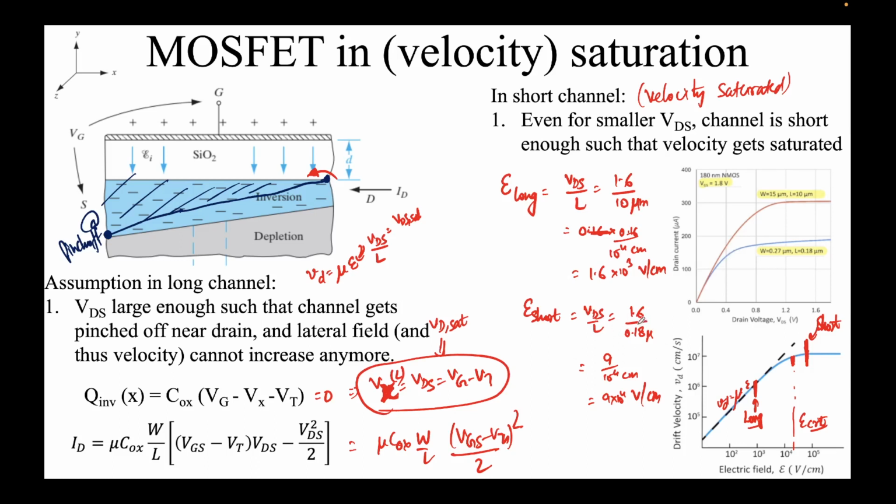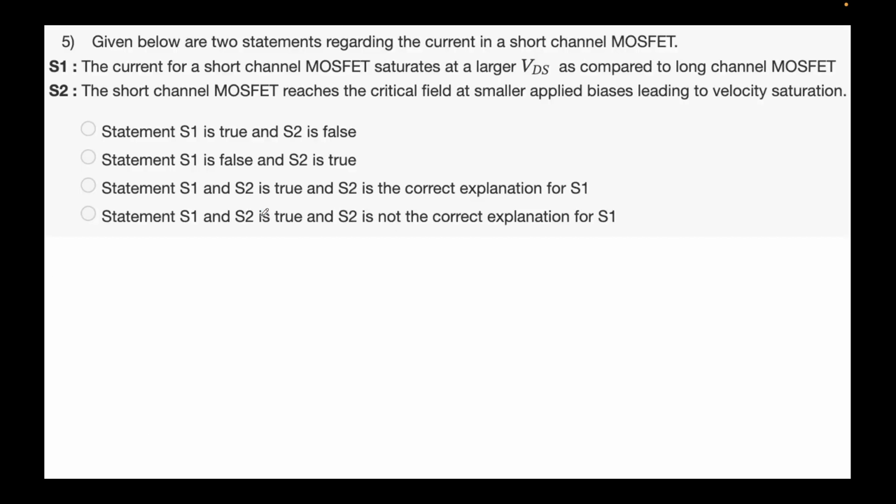And this is happening because the drift velocity gets saturated due to the high electric field present in the drain to source region, in the lateral dimension, that is. Now we see this question. The current for a short channel MOSFET saturates at a larger VDS as compared to long channel MOSFET. This is not true. We saw that VDS sat for short channel is much smaller than VDS sat for a long channel.